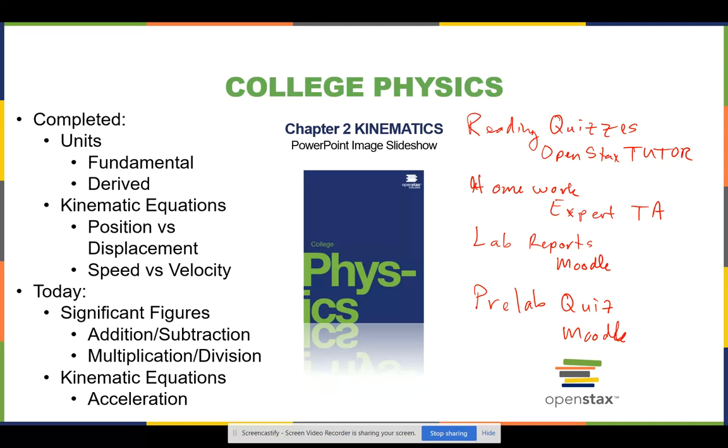Certainly it was you. Okay, a reminder of what we've done. We've looked at units. One of your homework problems was on that. We've dealt with the kinematic equations a little bit. We talked about position versus displacement, speed versus velocity. Today we're going to look at significant figures and kinematic equations. With the homework, there was one question that dealt with significant figures, and I decided I would go ahead and leave that counting. But there was one that dealt with polar coordinates, which is super important for this class.